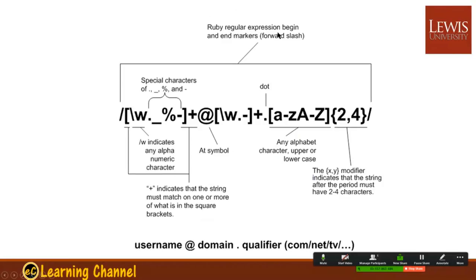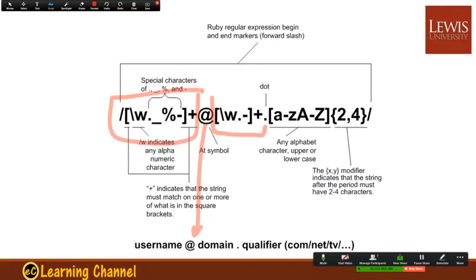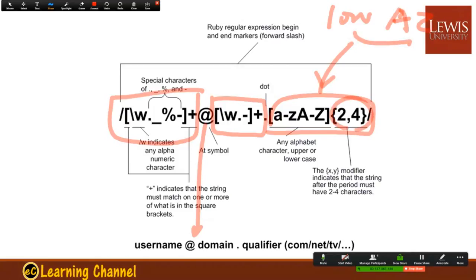So right here is a Ruby regular expression for username at domain.qualifier. Actually, it's the .com sense. The first part is the legal username pattern. This one is the at sign right here, and this is the domain name pattern, and then one dot, and then this is the qualifier. So look at the qualifier. The qualifier is lowercase or uppercase symbols mixed together, at least 2 symbols and up to 4. So you can have .ru for Russia. You can have .edu. You can have .com.